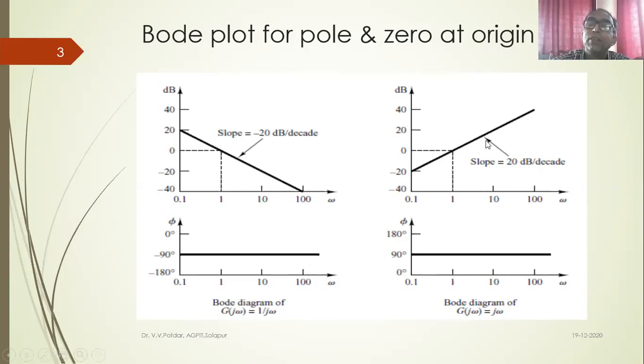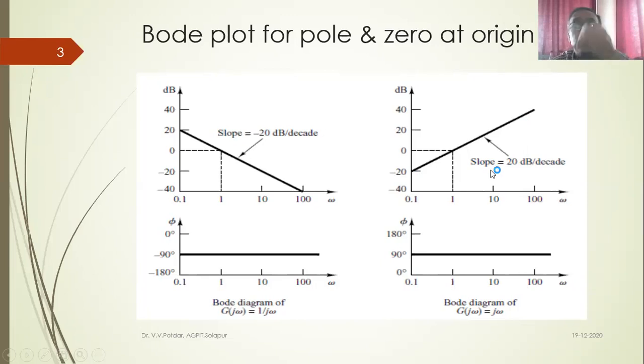decade. So if it is a single zero, so s to the power 1, I'll be having a straight line of slope 20 decibel per decade. This is 1 decade, right? Plus 20 decibel. So with increase of omega, decibel is increasing, that is positive slope. With increase of omega, if decibel is decreasing, it is negative slope. So for zero at the origin, I have slope of plus 20 decibel per decade. So it will be a straight line of increasing slope.